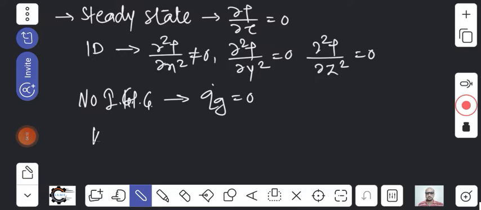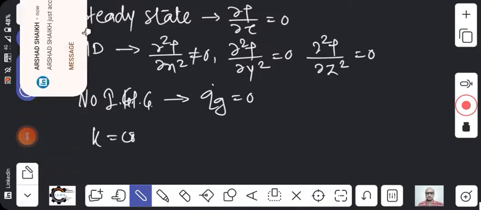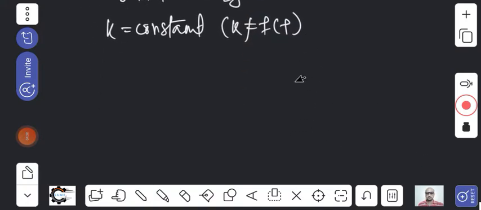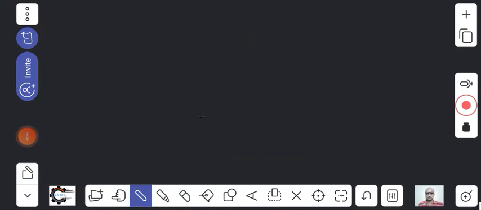And if k is constant, then k is not a function of temperature. This thing we have discussed already. From the general heat conduction equation we will get the temperature changing with x as a linear variation, which we have already discussed.